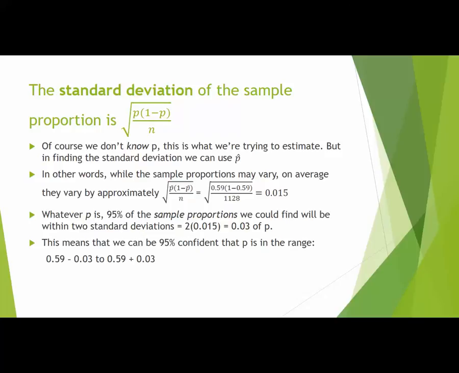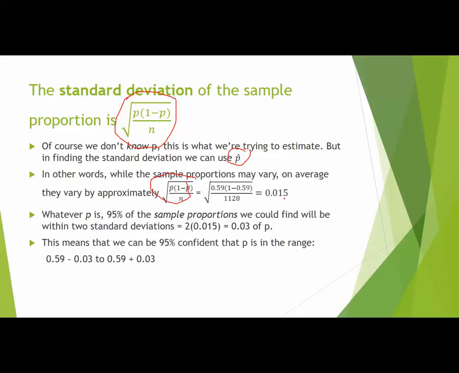So we don't know what p is, and that's exactly the thing we're trying to estimate, but we can estimate the standard deviation just using our p hat. So we can use this and this to estimate our actual standard deviation. Notice here we're using p hat in place of p, but that gives us a pretty good estimate for the amount of variation there'll be in the sample proportions. And that gives us 0.015.